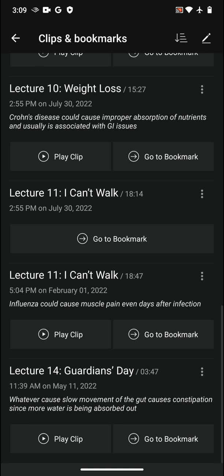And the last one: whatever causes slow movement of the gut causes constipation, since more water is being absorbed out. There are some foods and some medications that affect the movement of the gut. So the slower it is, the more water comes out, and that could cause constipation in turn.